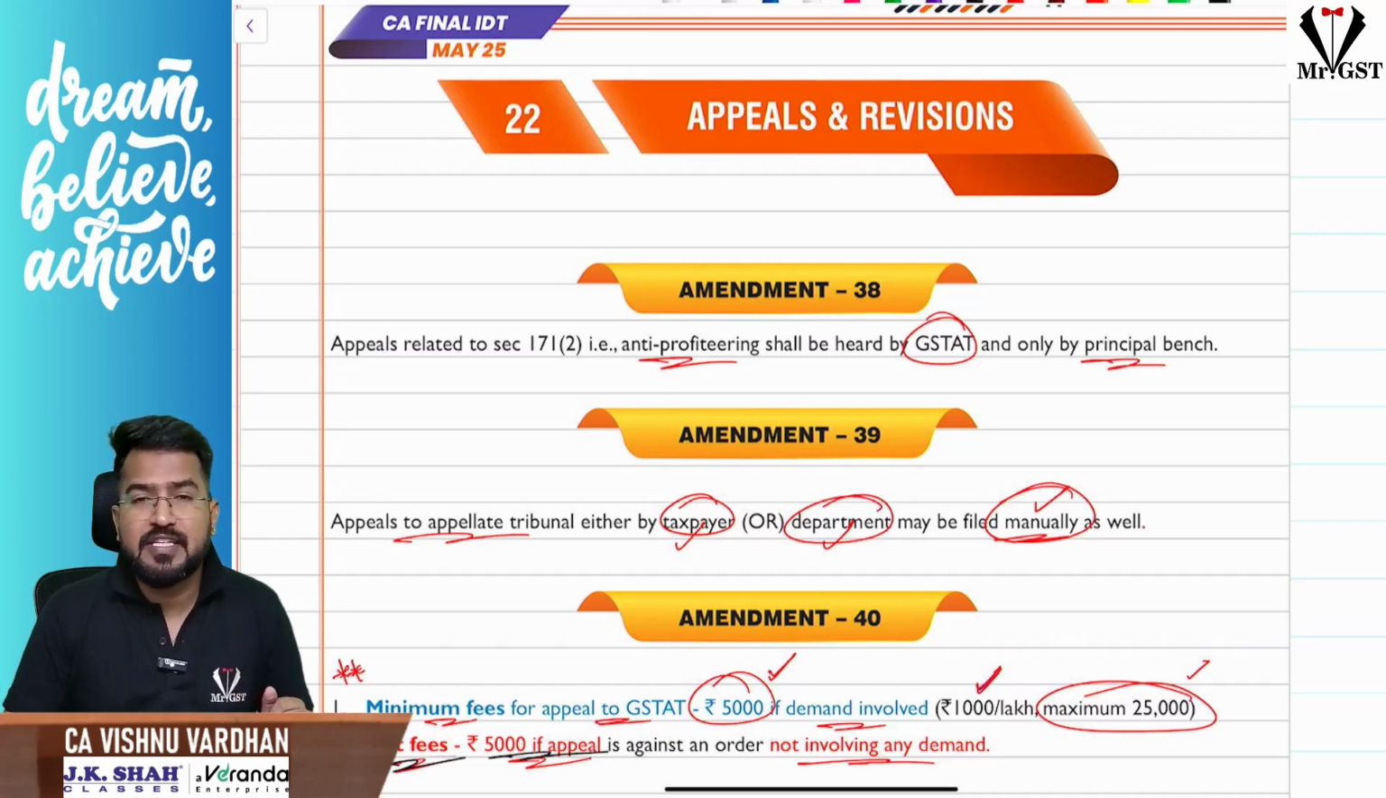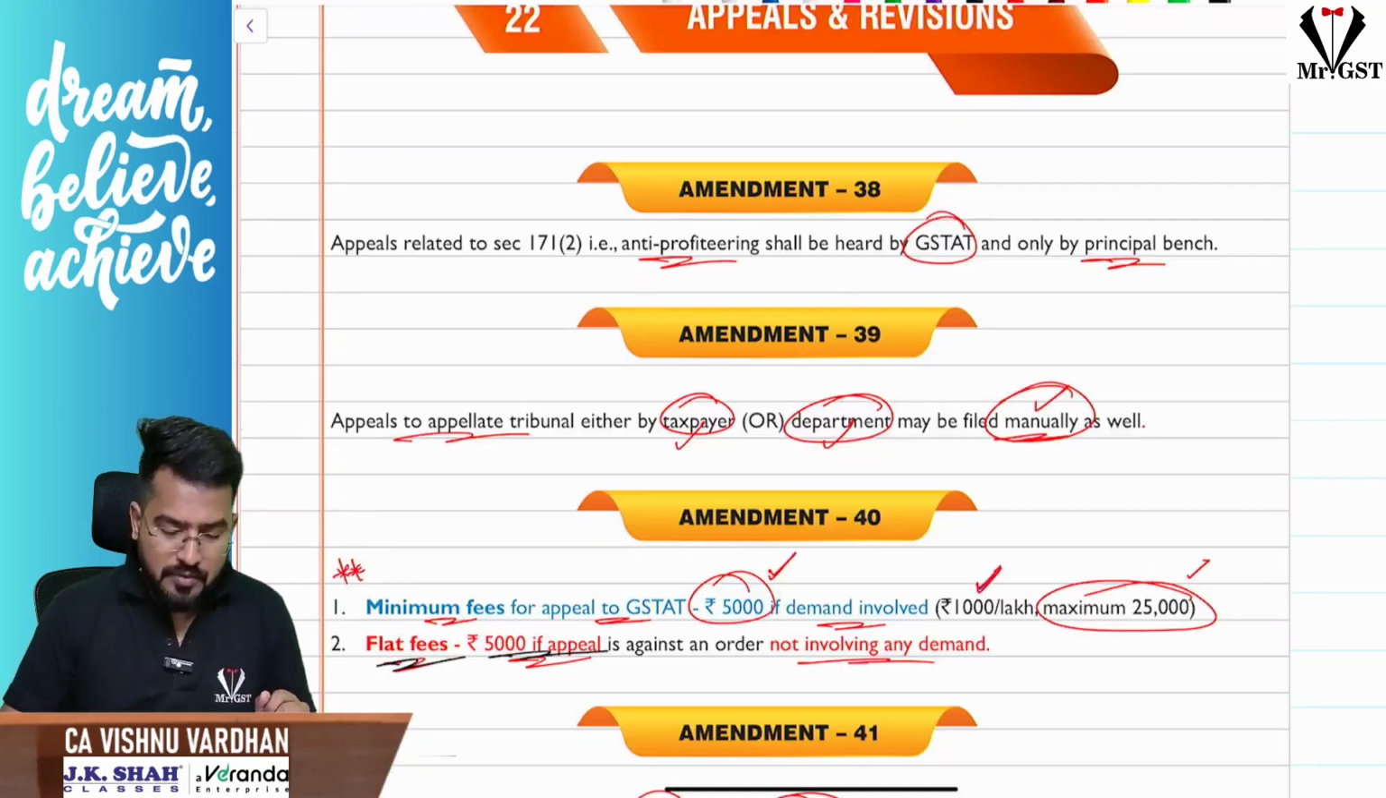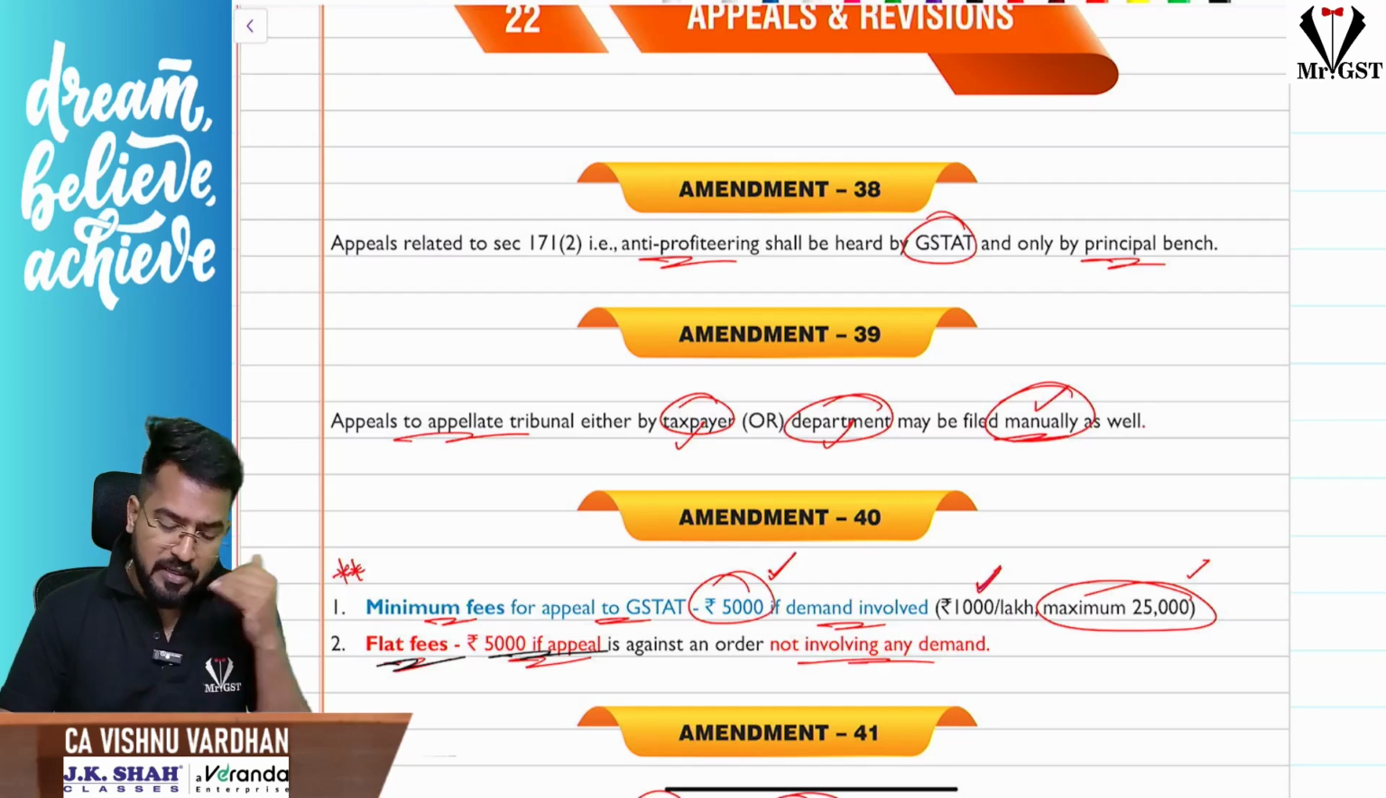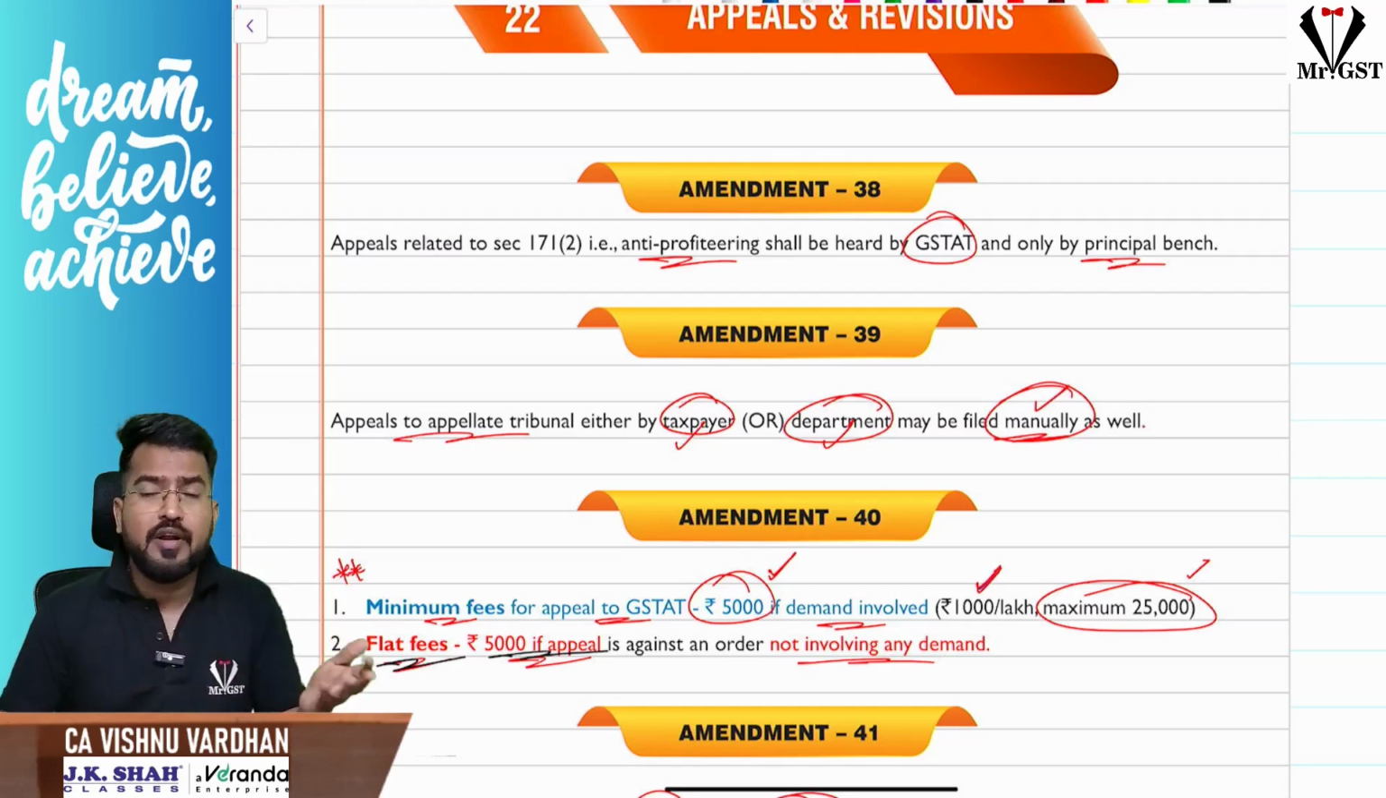The next amendment is that any disputes with respect to the anti-profiteering clause can now be heard by the GST Appellate Tribunal, but only by the principal bench. Now, the appeal to the appellate tribunal can be made by the taxpayer or the department, either manually or electronically.